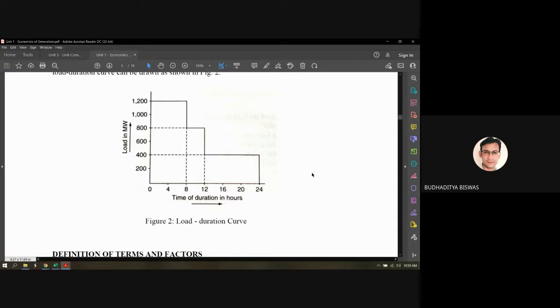Say, here, what is the minimum load demand? 400 megawatt. And what is the maximum load demand? 1200. So according to our previous discussion, how many units should be there? 3 units. And the generating capacity of each unit is slightly more than 400 megawatt. Why slightly more? Because some losses are there, some failures may be there. That's why the generation should be slightly more than the maximum demand.